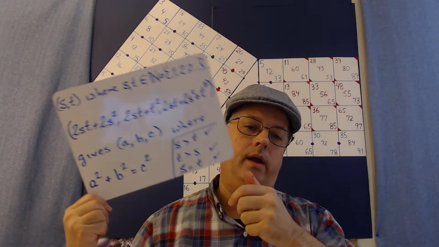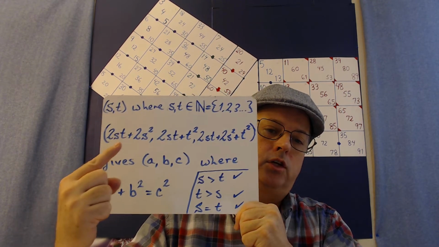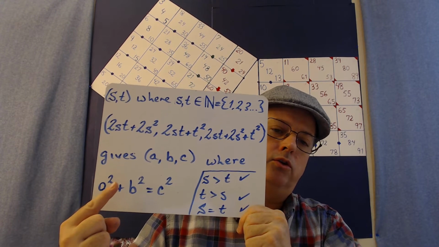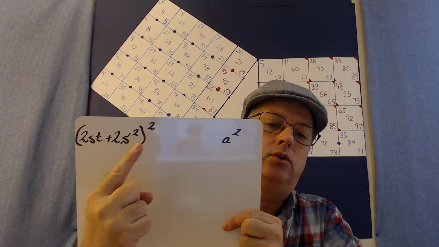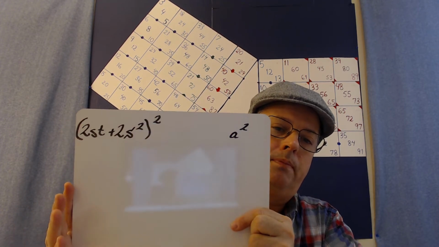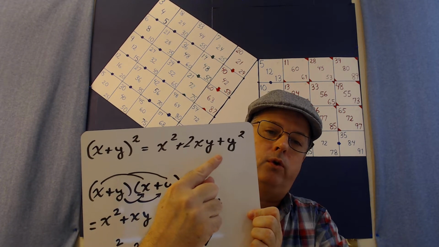So looking at the value we have for A here, A is going to be 2st plus 2s squared. That's going to be our A value here, and we're going to square that. And so here's (2st plus 2s squared) squared. So that's our A squared expansion there. And again, we're using this idea here for our expansion.